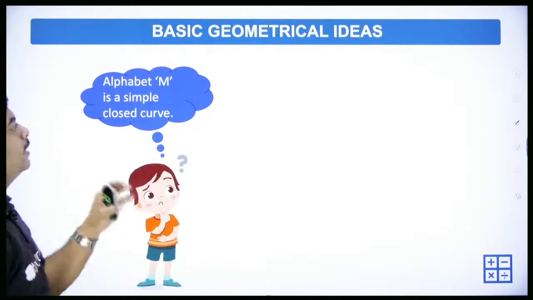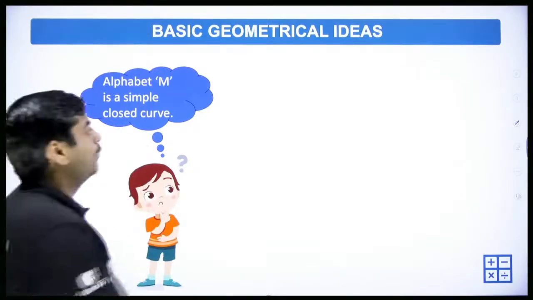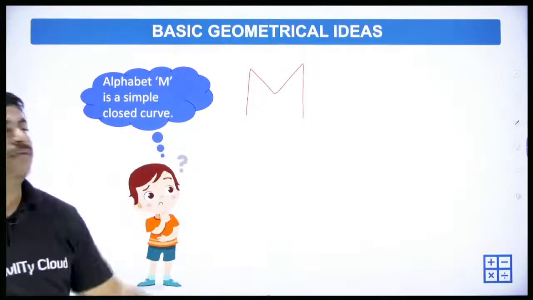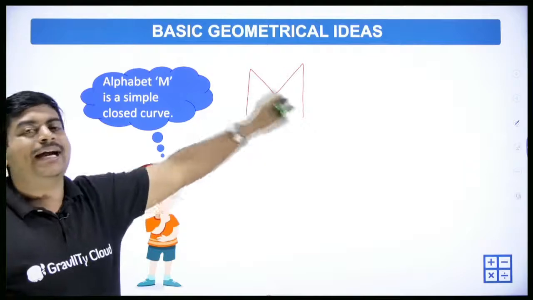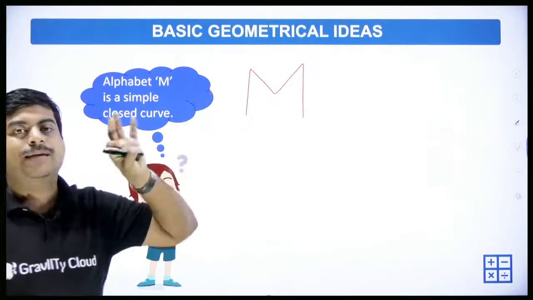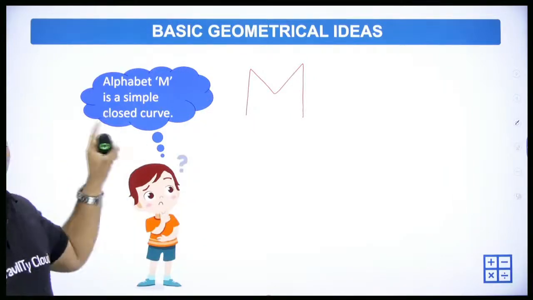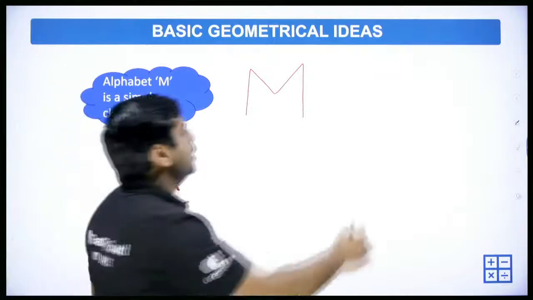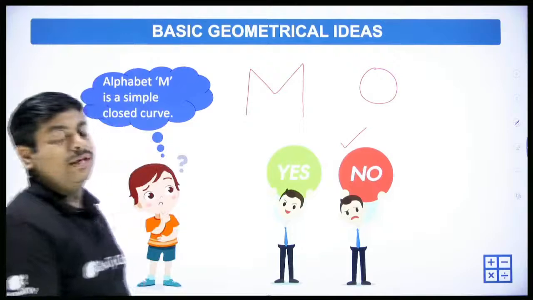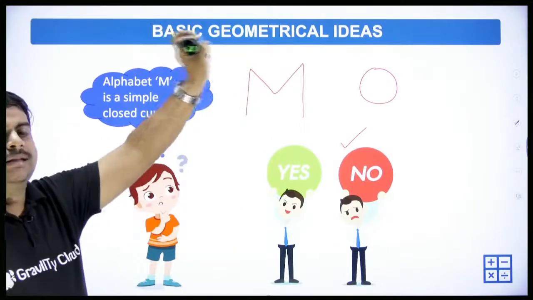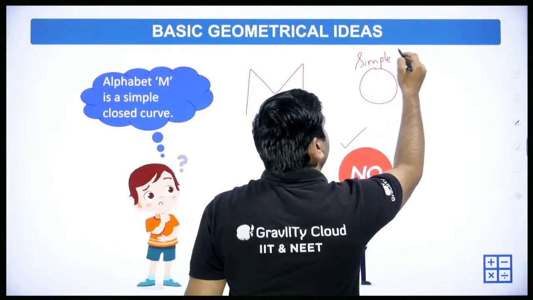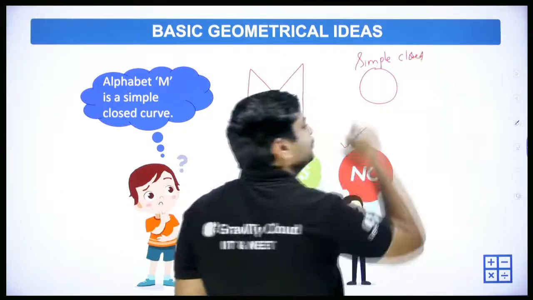Alphabet M is a simple closed curve. Again, I can see the starting point and the ending point are not the same. So we can say that it is not a closed curve. The answer for that will be no. Letter O, is it a simple closed curve? It is a simple curve and it is a closed figure, correct?